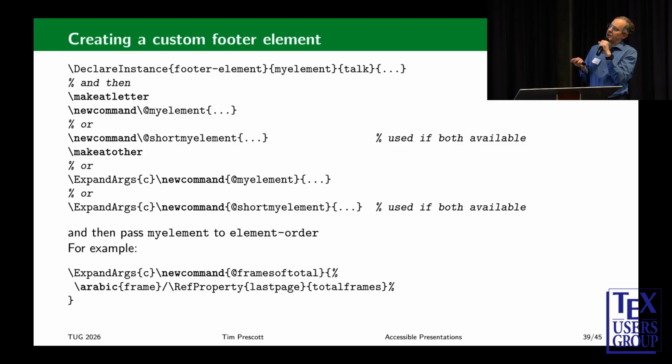And so I needed to declare a new instance of the template. So it's footer element, so my element, this frames of total is what I called it. And then I need to define a command that is at frames of total. And I can either make at letter and go ahead and do that, or if I don't want to make at, I can expand args, and that does the same thing. And I can define the element and then a short version. I didn't do that for frames of total.